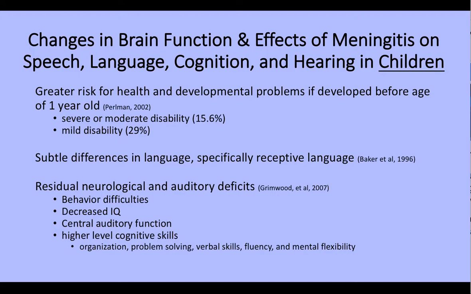but regardless did conclude that children who had developed meningitis were at a greater risk for health and developmental problems. The article stated that children who contracted meningitis before 1 had increased risk of severe or moderate disability, which was 15.6% of the children, and mild disability, which was 29% of the children. Children infected in the first month of life, as opposed to just within the first year, had even greater health and developmental problems.